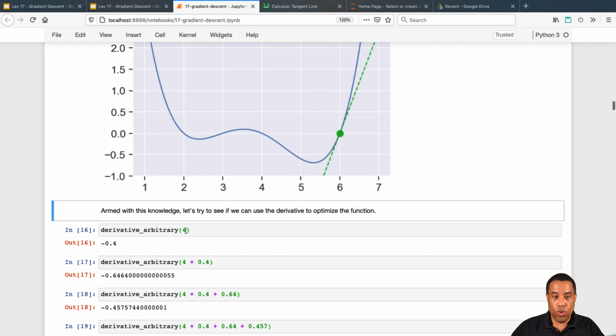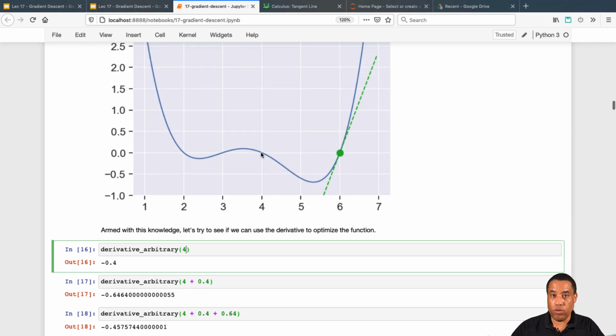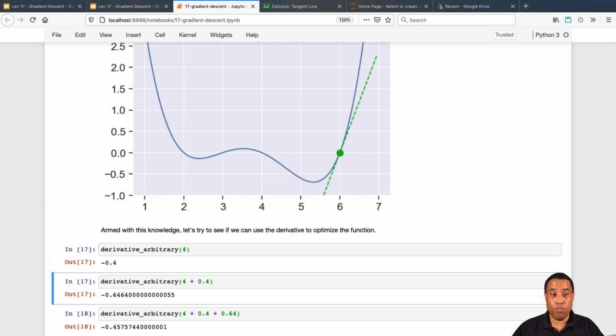Okay, so if we look at the derivative, let's say we start at 4. Okay, well, what's the derivative there? The derivative there is negative 0.4. So that's telling us it's negative, so we are to the left of where our minimum is. And so we need to move to the right, and we'll move just the value of that derivative. So we'll move to 4.4. Okay, so at 4.4, that's moving us from here to somewhere about here.